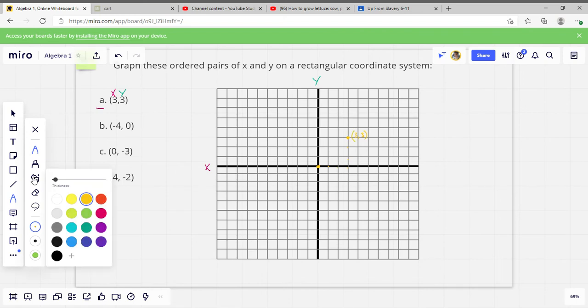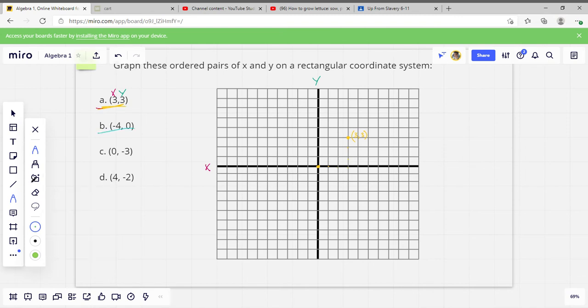Okay, I'll do another one. All right, B has negative 4, 0. Negative 4 is our x, 0 is our y. X is our horizontal. We're going to go back, negative 4. 1, 2, 3, 4. So these are our negative side down here, and this is our positive side over there. We're starting at 0. So 1, 2, 3, 4. And then y is 0. That means we don't go up and down at all. Our point's right there. So that is negative 4, 0.